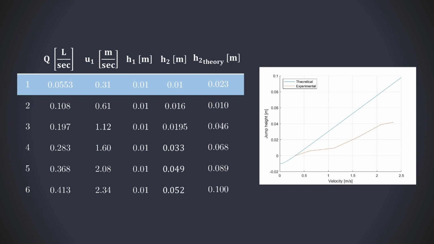Note that our results differ from the theory for various reasons such as friction, our setup being not ideal, and that we considered the velocity of the water entering the control volume as being the same as the one out of the hose.